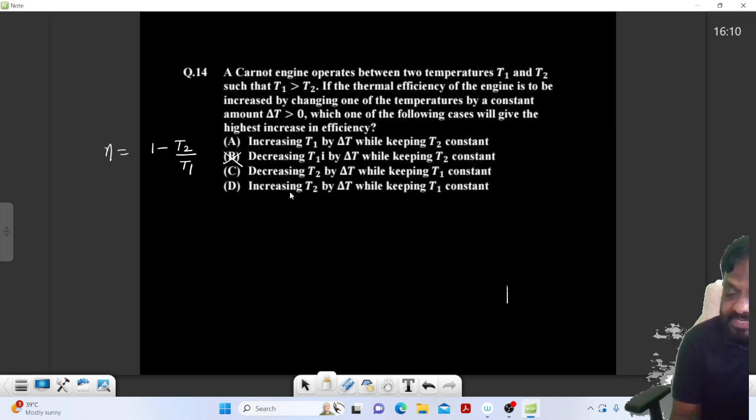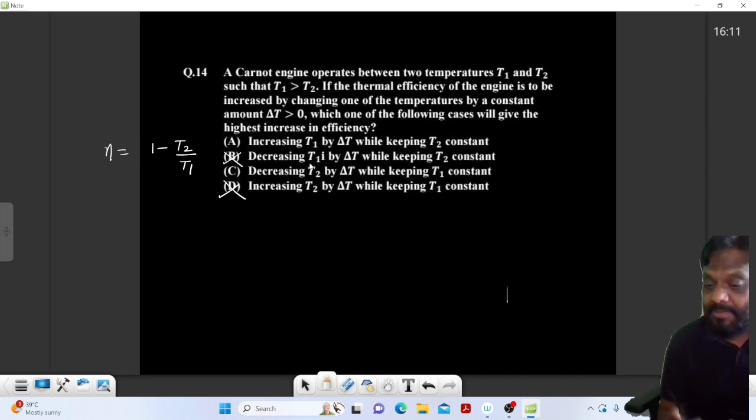Increasing T2: look at it. If I increase T2, this value will increase. Negative is increasing means efficiency will decrease. So increasing T2 is also wrong. It may be increased. Both are correct. But he is asking which one will give you the highest increase of efficiency. Listen carefully.